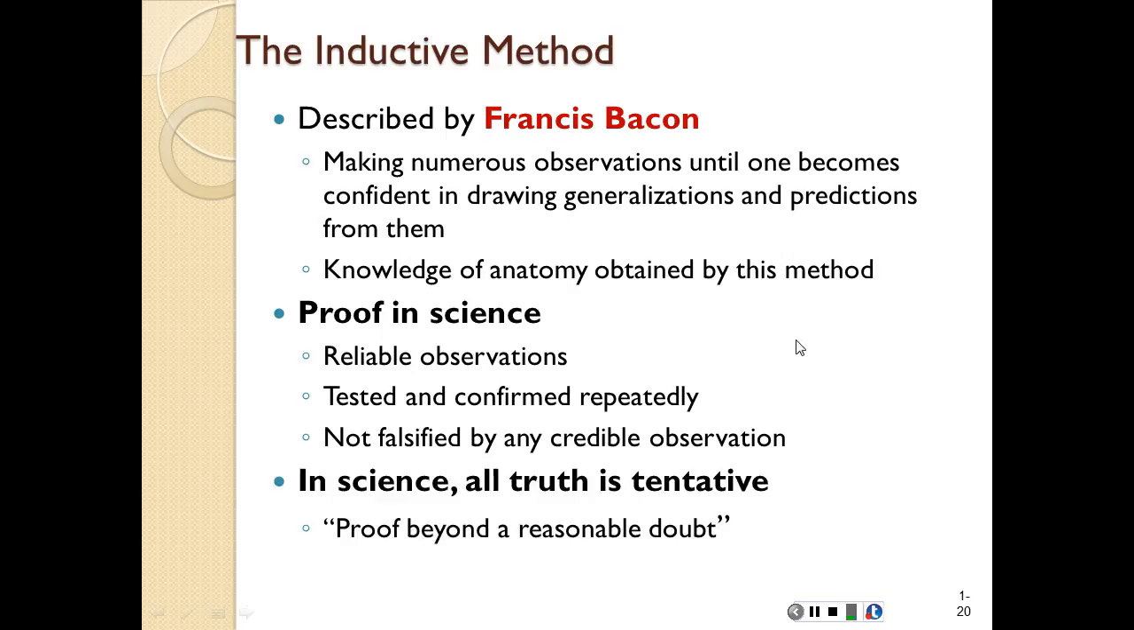Now, in science, all truth is tentative. Proof beyond a reasonable doubt is what is obviously needed. In science, all truth is tentative. So that means basically it can change. Even with the seasons, even with various drugs, things can change.